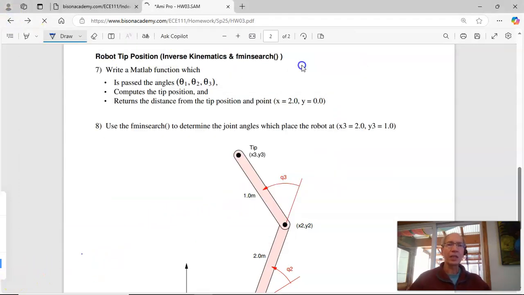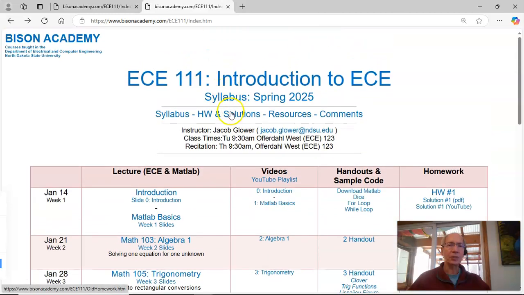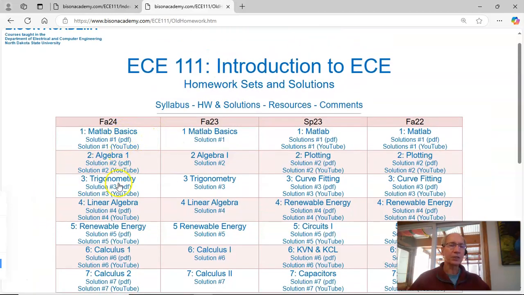If you get stuck, a good place to go is under Homework Sets and Solutions. Here are solutions to the previous semesters. The problems change every semester, but they kind of give you an idea. So that should get you started on homework set number 3.